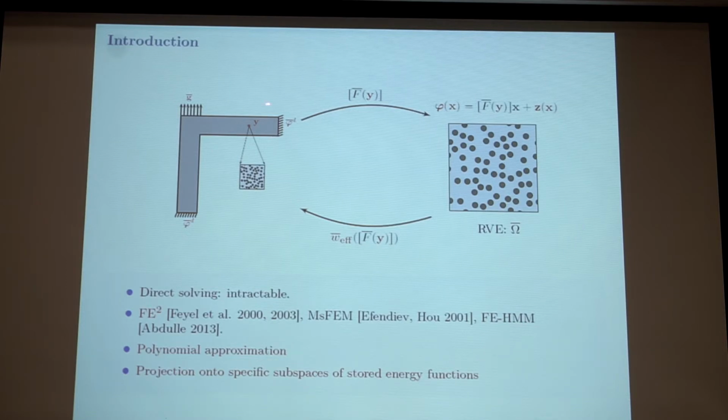Which consists in assuming that at every gauss point of the structure there exists a representative volume element which can be used to solve a microscopic boundary value problem to get the effective stored energy function that is used to solve the macroscopic problem. And in practice, such approaches like FE square, MSFEM, or FEHMM are quite expensive, even for 2-dimensional problems. So we wanted to investigate approximations for this effective stored energy function by using polynomial approximations and projection onto specific families of stored energy functions.